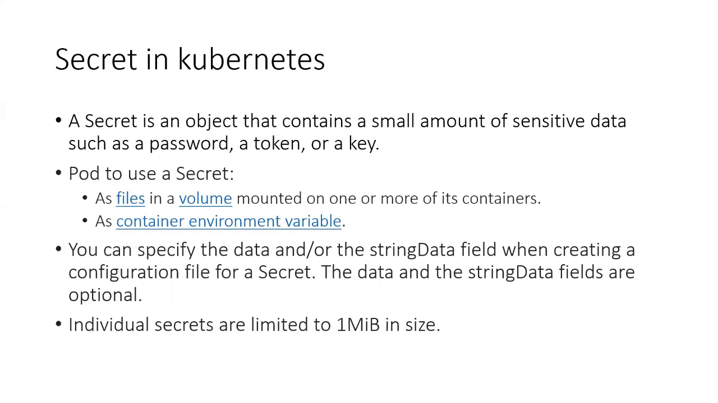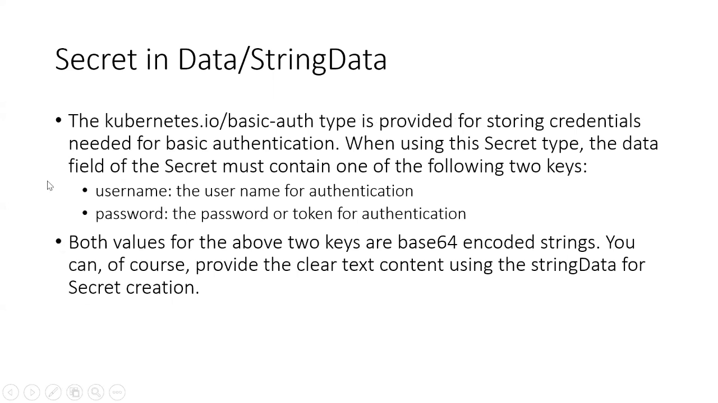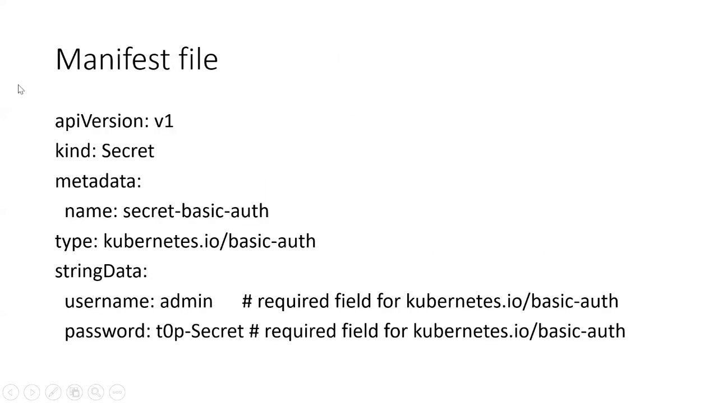You can specify data or string data when creating a configuration for the secret. Again, the same thing: API version, kind, metadata are there, but there will be no spec section in the YAML file. It is either data or string data. Individual secrets cannot go beyond 1 MB size. Secrets have different types available. Depending on that, the data section will change. If our secret type is basic auth, meaning basic authentication, you can provide the username and password. Both of these values can be encoded using base 64, and you can pass them into the container.